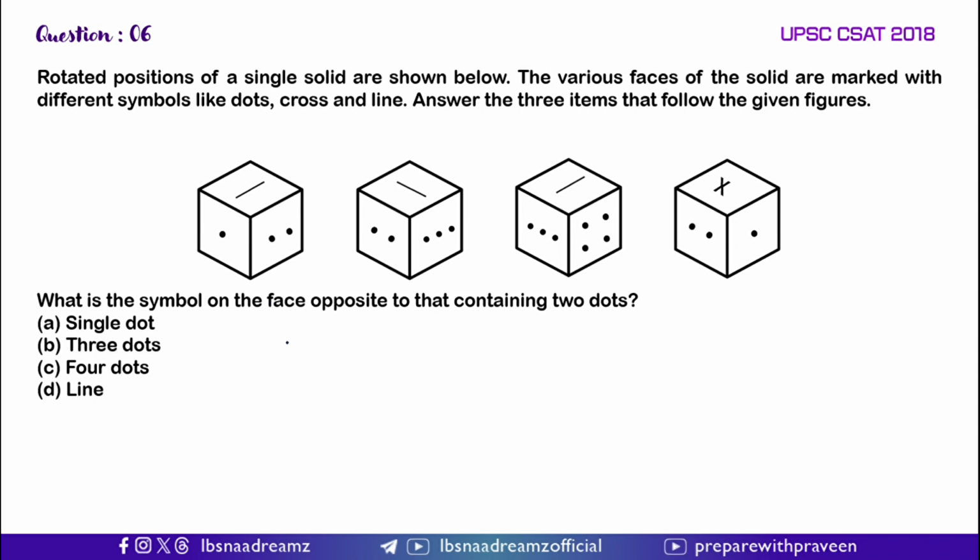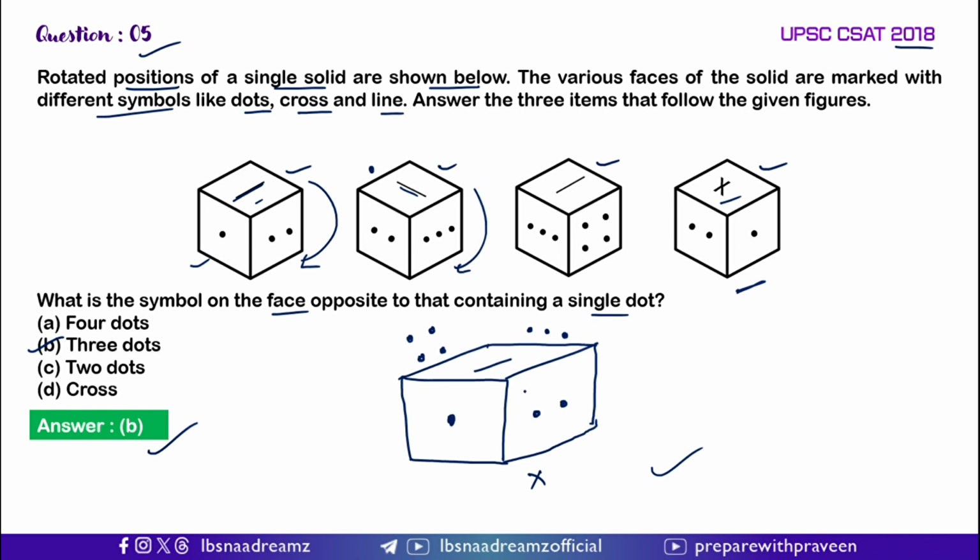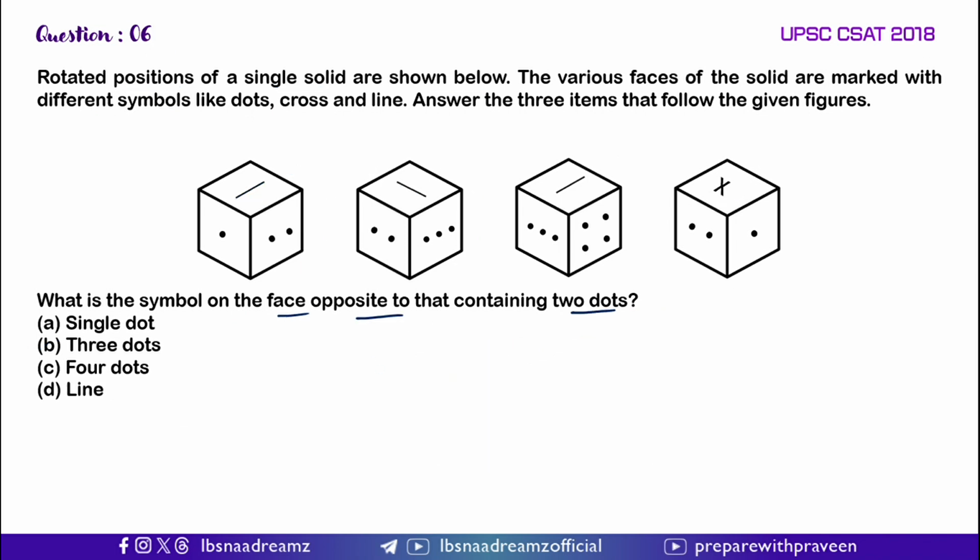What is the symbol on the face opposite to that containing 2 dots? So opposite to 2 dots we have 4 dots. Option C, 4 dots. Let us check that. Yes, option C, 4 dots is the right answer.